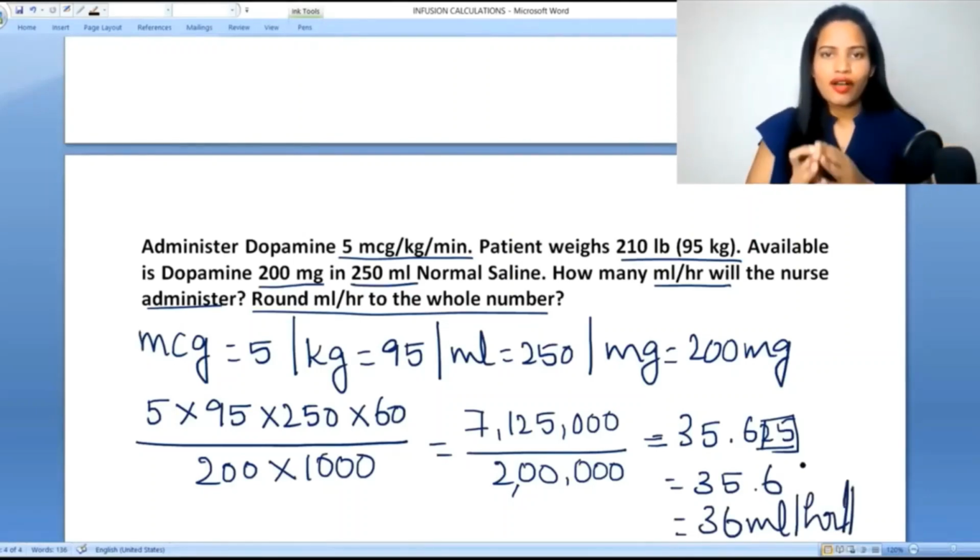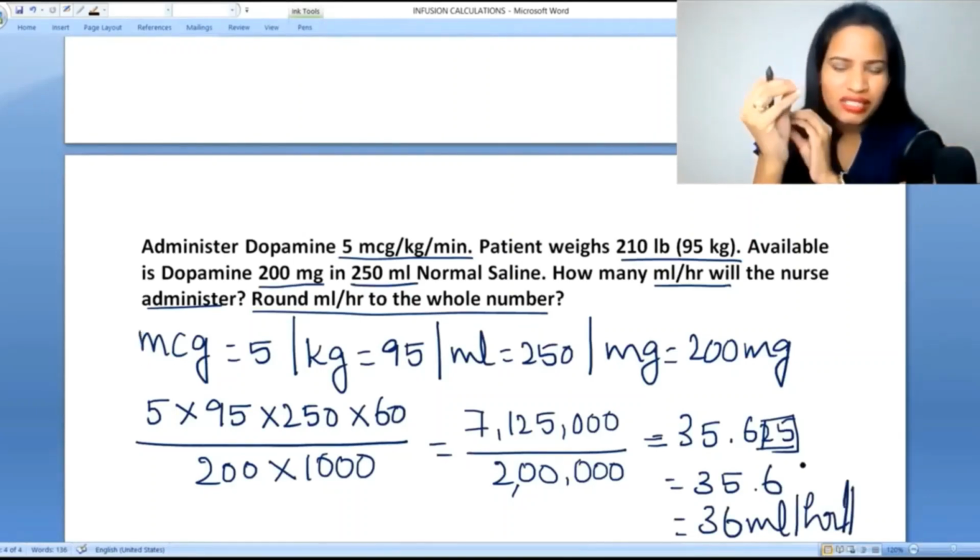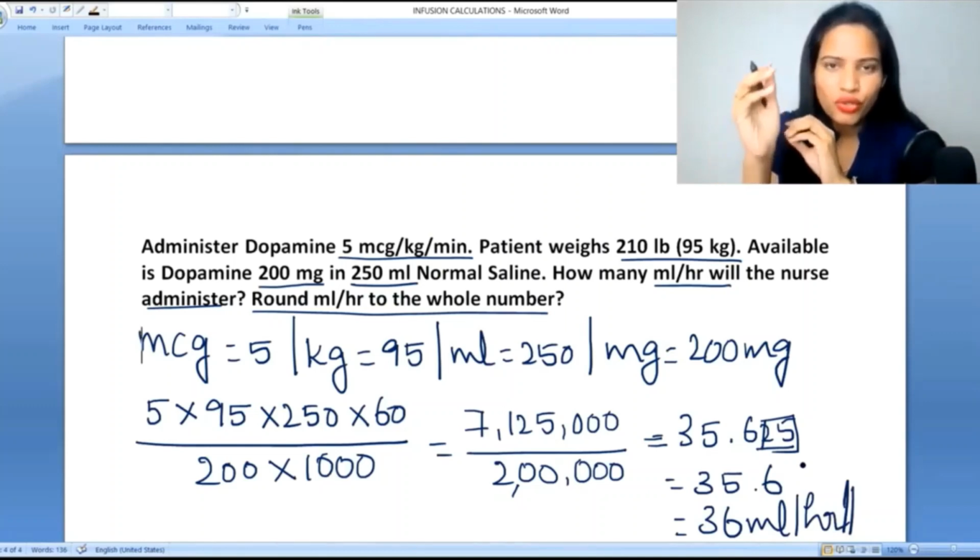Rocked it. All these infusion calculations are just similar to this. You have to go to the quiz to check what you understood from this session. Please do the quiz quickly and come back for the next session.